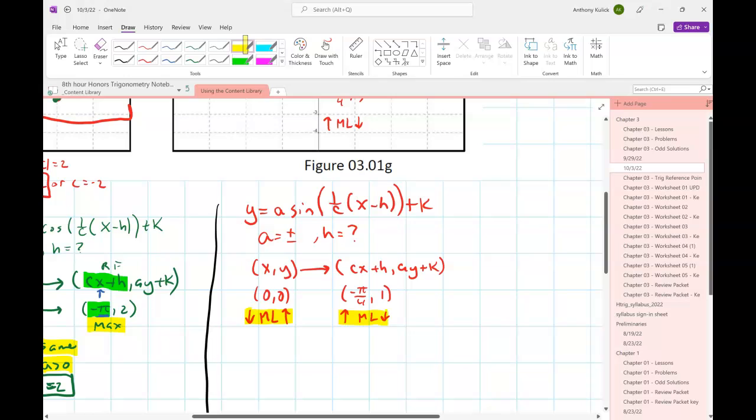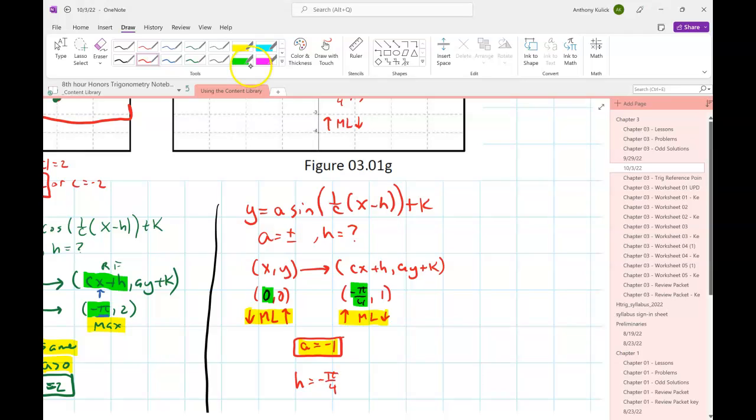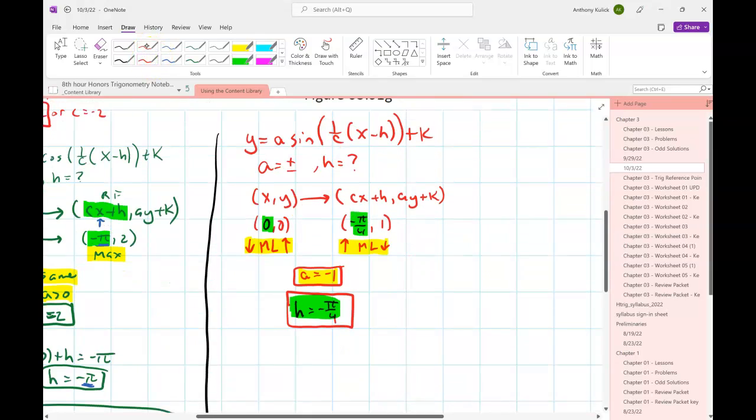So if I compare the two midline points, what does that tell me about A? A has to be negative. And then if I look at the x coordinates, what does that tell me about the h? Since the x coordinate from the parent function is 0, the x coordinate from the resultant function is just going to be my h. And I'm done.